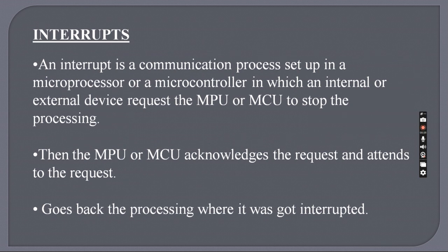What are interrupts? An interrupt is a communication process set up in a microprocessor or a microcontroller. An internal or external device requires the microprocessor unit or microcontroller unit to stop the processing. It will interrupt the flow of the program and run the routine in the interrupt vector table. Then the MPU or MCU acknowledges the request and attends to it. It goes back to processing where the interrupt had interrupted the flow of the program.